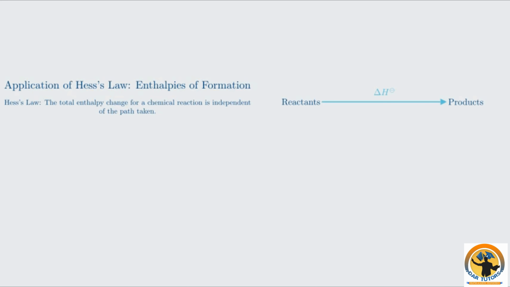Consider a reaction converting reactants into products. This reaction has an enthalpy change of dH. Now imagine an alternative two-step pathway. First, the reactants decompose into their constituent elements. Second, these elements then recombine to form the products. For any pathway between 2 points, the total enthalpy change must be the same.